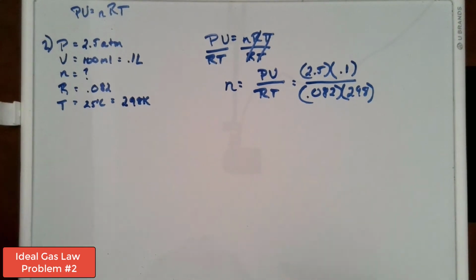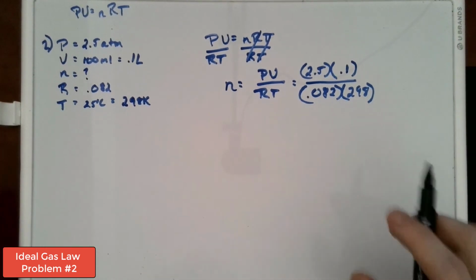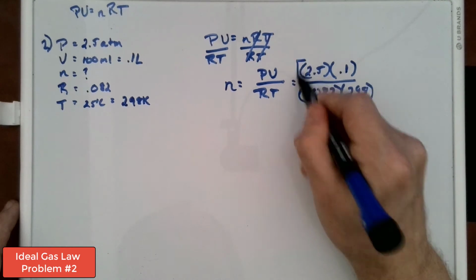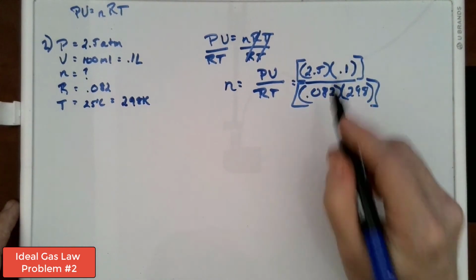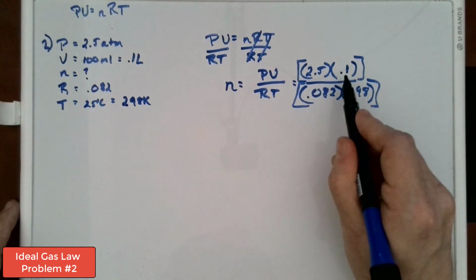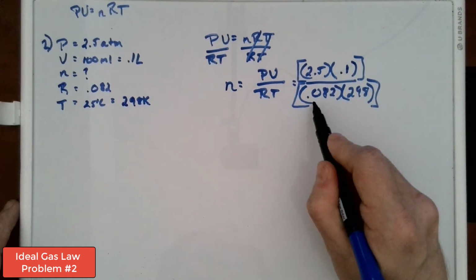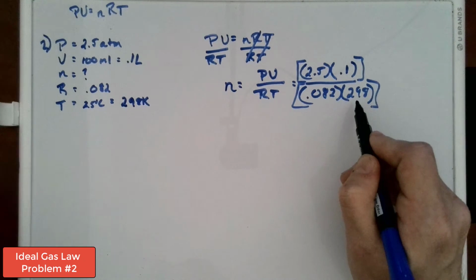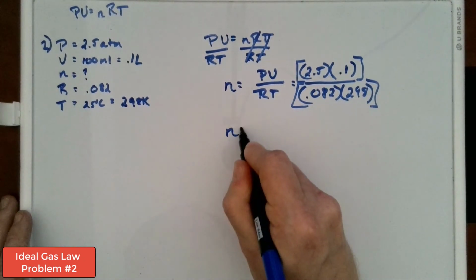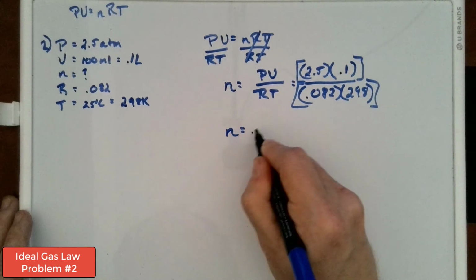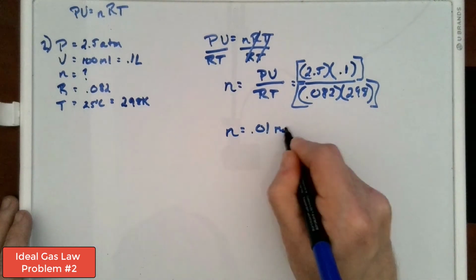Make sure you use order of operations. This is a common mistake with the ideal gas law. It is still the product of the top divided by the product of the bottom. So I'm going to make sure I do 2.5 times 1 first, and then divide it by 0.082 times 298. If you plug this into a calculator and you do this correctly, you'll end up with n, the number of moles, equaling about 0.01 moles of this gas.